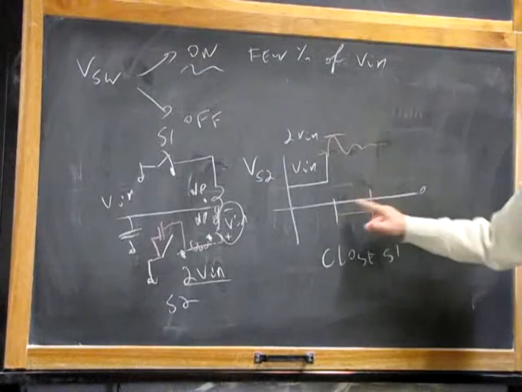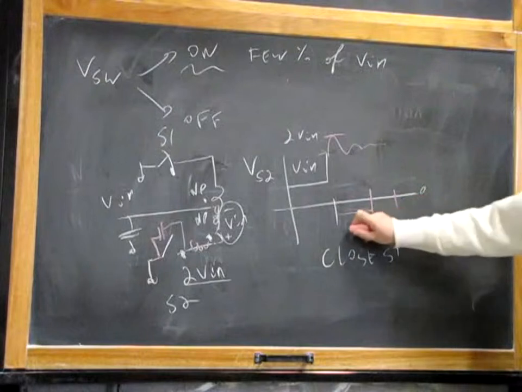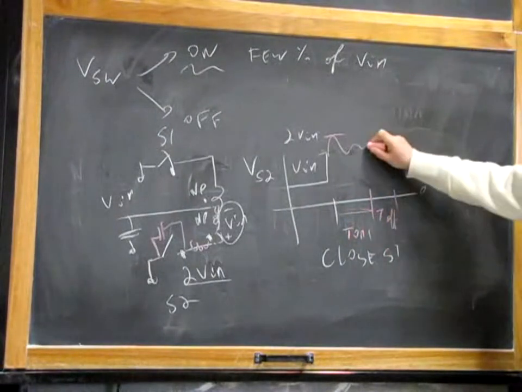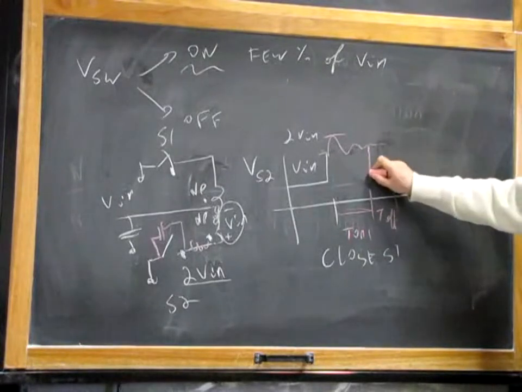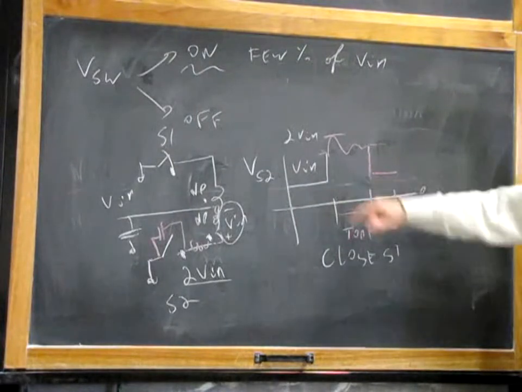During this period of time, the S1 is closed. Here, this is T on for S1, this is T off, and during T off, the voltage comes back down to 0. 0 means the A.